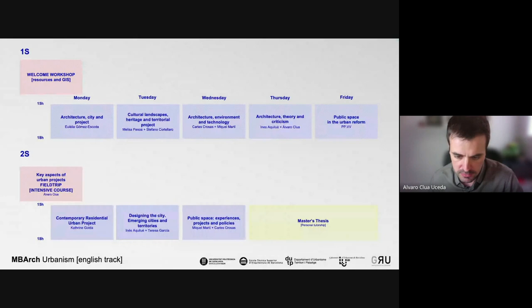And in yellow, you see that it's not an ordinary class. It's just time for doing personal tutorship of your master's thesis. So this is somehow the structure of the master: 5 subjects in the first semester, 3 plus 1 intensive field trip in the second semester.